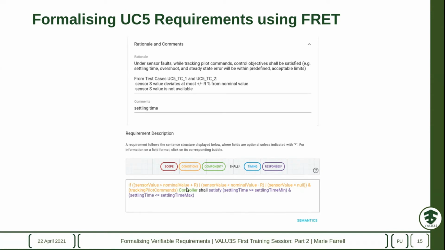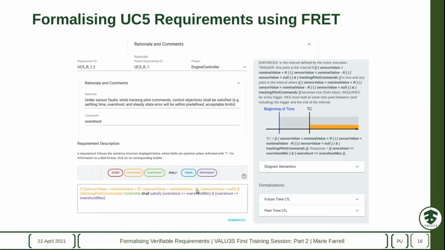So you can see it's more verifiable, I guess, because we know exactly what we need to look for. Although we still have some unknowns, so you could refine this requirement further. We still don't know what the value is for settling time min, for example, or we don't know what OR is. But these can be added later.